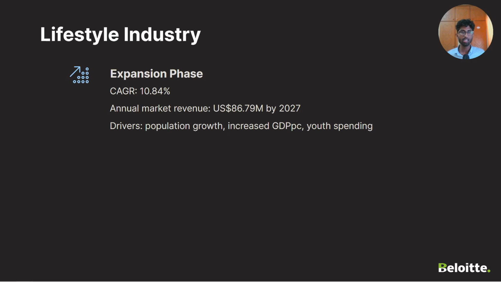As I told you, Titan is part of the lifestyle industry. The lifestyle industry is currently in an expansion phase in India, especially with a compound annual growth rate of 10.84%. So it has a very large market revenue, which is projected to increase to $86.8 million by 2027. And the main drivers for this are the large population growth, especially the increased GDP per capita and the youth spending, which is also seen by what I have shown you regarding the consumer spending index.